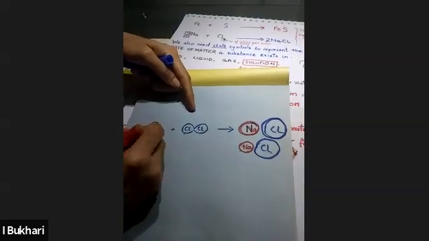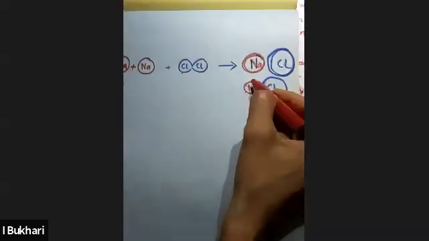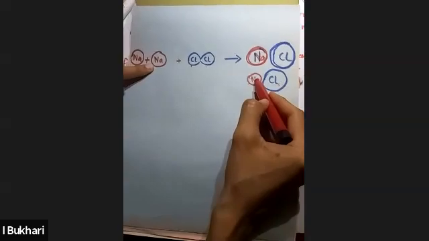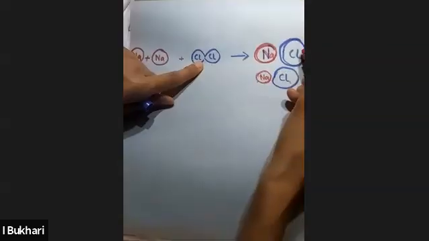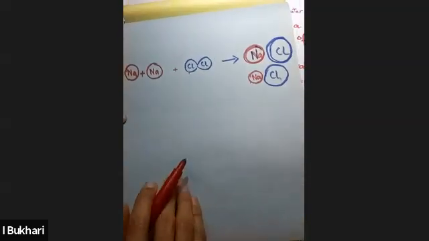So I will add 1 more sodium here. And yeah, now we are balanced. 2 sodium on the left side, 2 sodium on the right side, 2 chlorine atoms on the left side, 2 chlorine atoms on the right side. Now, how will I write it in the symbol equation form?